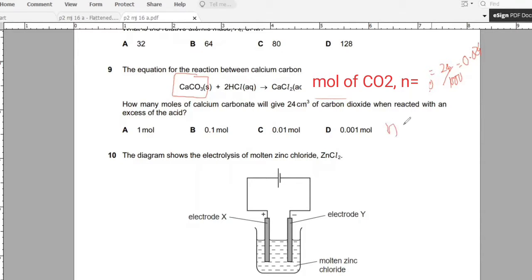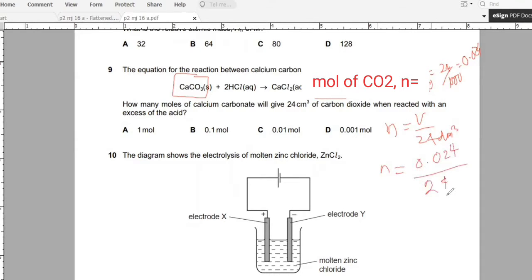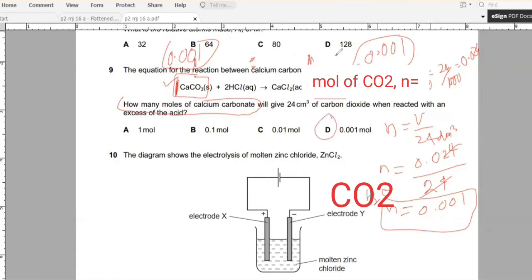Okay, so n is equal to V by 24 decimeter cube, which is the formula for any gases, right? So here we got the carbon dioxide volume as 0.024, so just divide it and you're going to get the answer. So n is equal to 0.024 divided by 24 decimeter cubed. After dividing you will get 0.001. This is the number of moles of carbon dioxide, and the answer will be D. Okay.